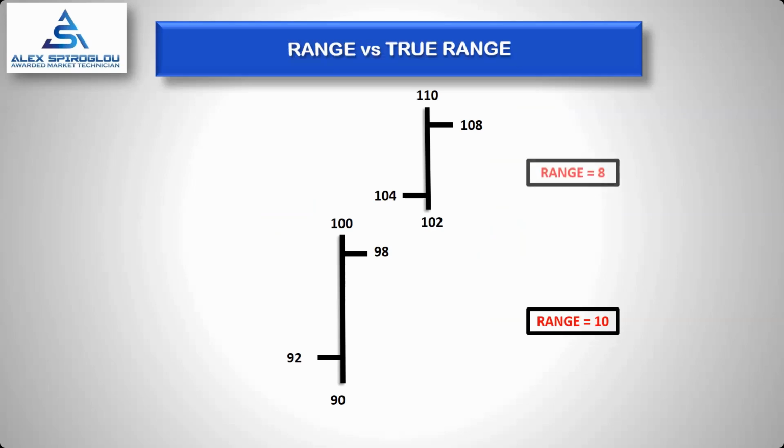Let's see why. They say 8 because 110 minus 102 is 8, but that doesn't account for the gap, because if you see the first bar, the high was 100. If you see the second bar, the low is 102. So which means there is a 2-point gap between this bar's low and the previous bar's high, which means, for example's sake, if you were long during the first bar and you held your position throughout the second one, you would have pocketed the difference between 102 and 100.